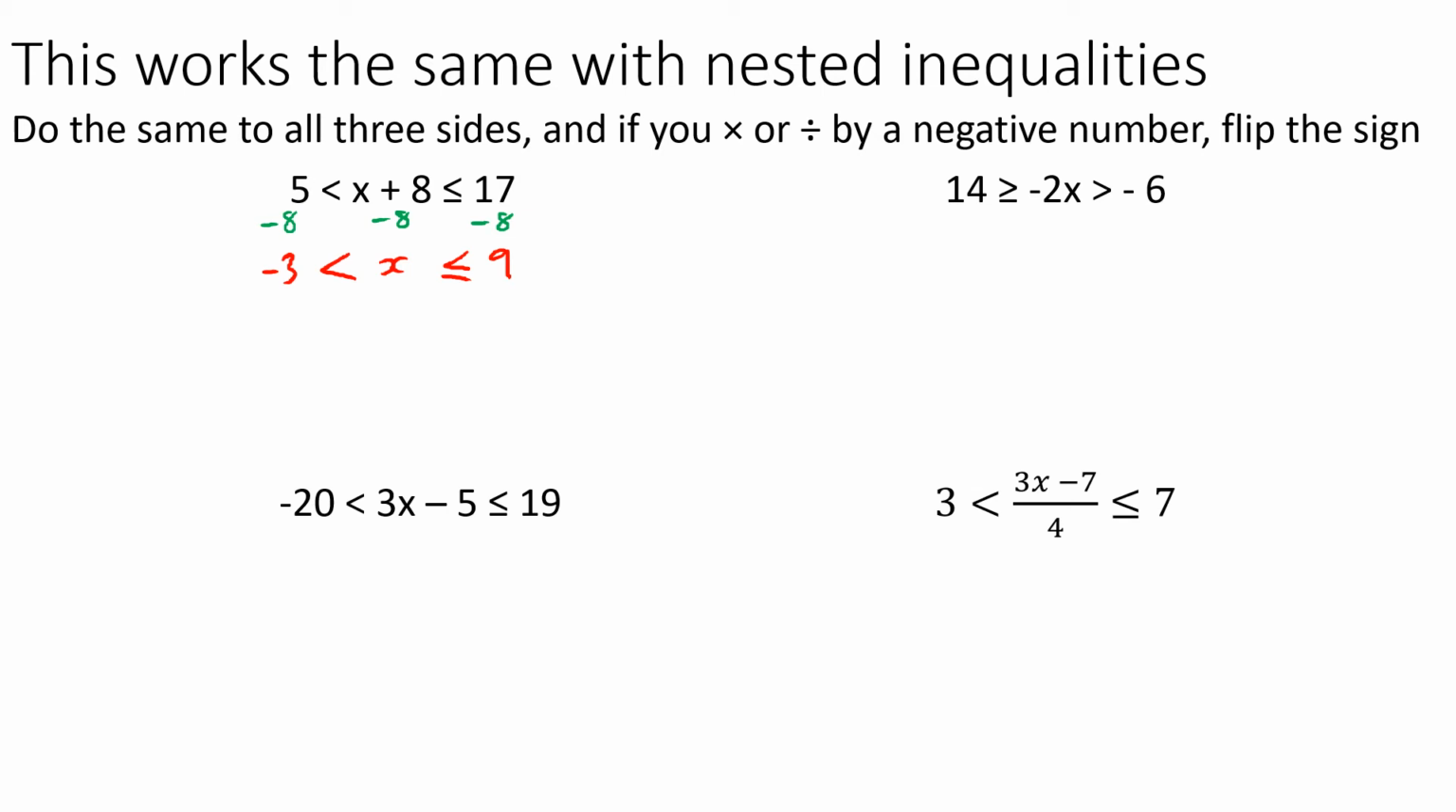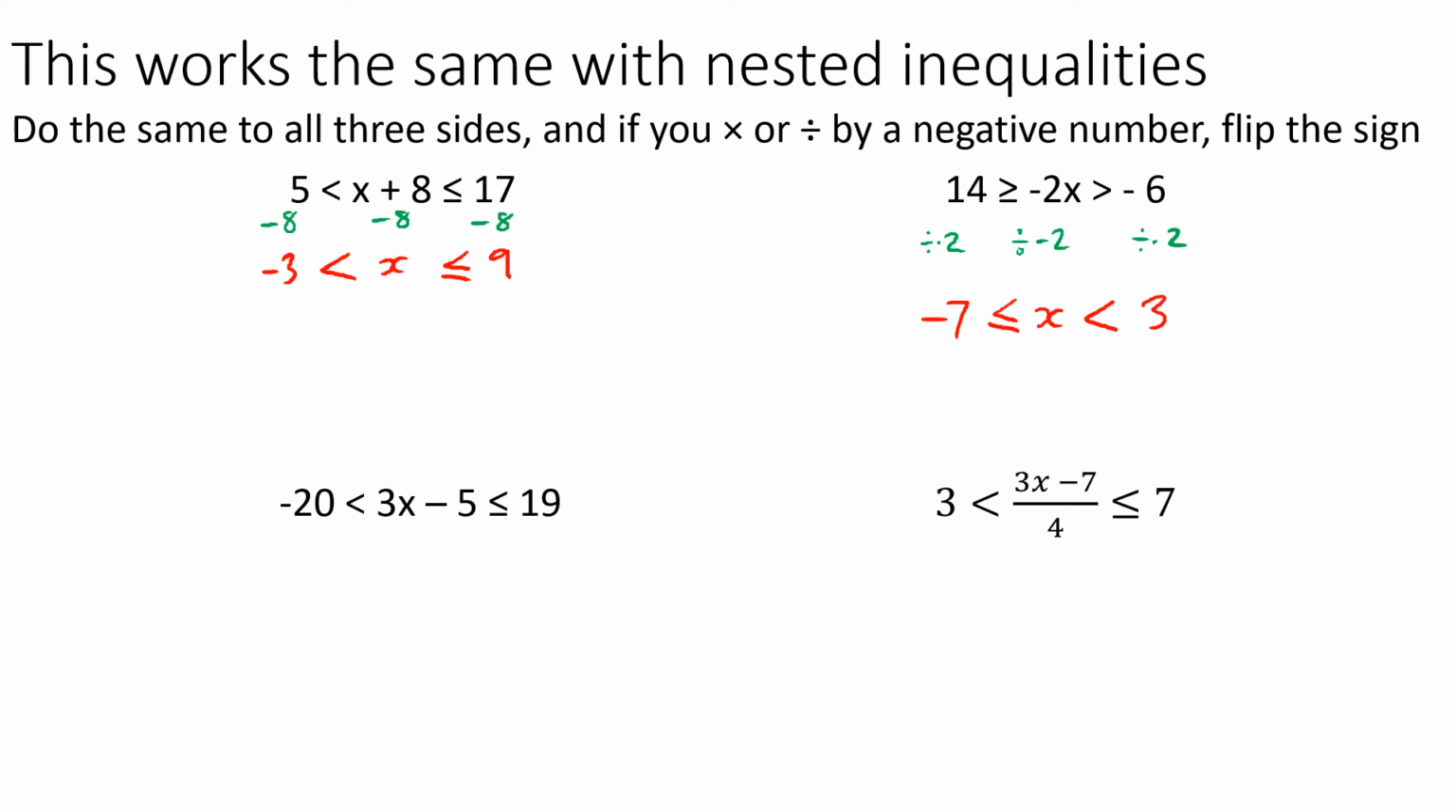What about for the second one? Well, the second one is minus 2x, so we'd want to divide this all by minus 2, and because we're dividing by a negative, that's going to flip the signs around. So this is going to become a less than or equal to, and this is going to become a greater than. That would go down to minus 7, x, and 3. So we'd end up with x is between minus 7 and 3, obviously not including 3.